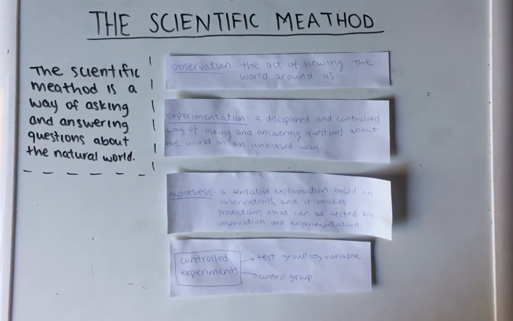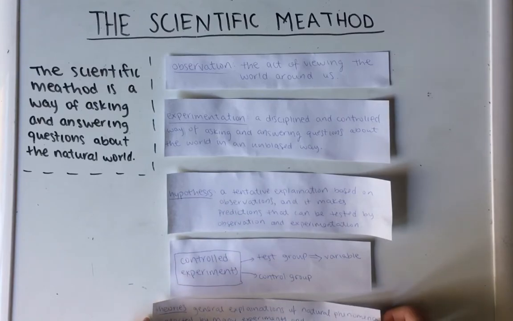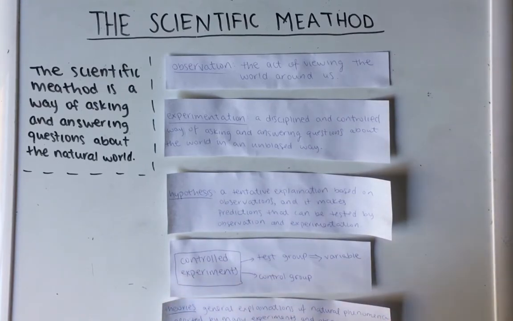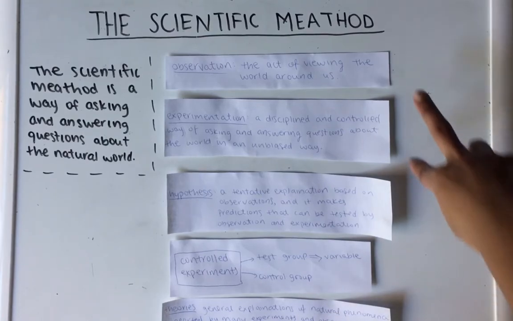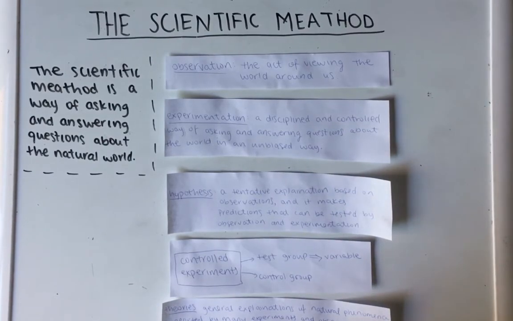And lastly, we have theories, like I mentioned before. A theory is a general explanation of natural phenomena supported by many experiments and observations. That's why we had to introduce it earlier on, because theories are like hypotheses that have been supported over and over again, and they remain consistent.